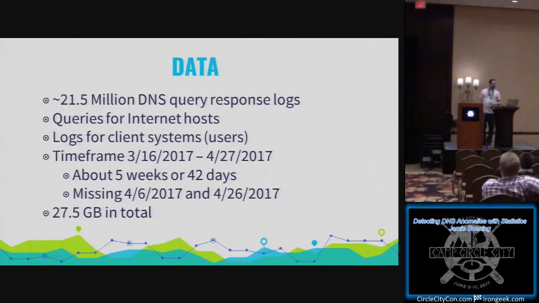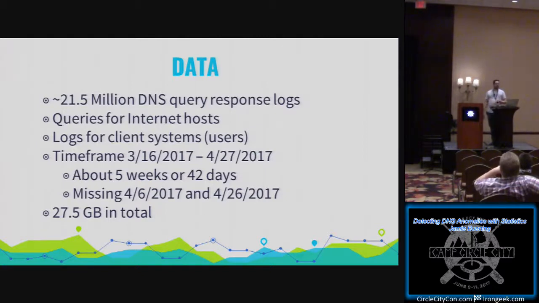The examples I have were done based on this data set. What I did was collect about 21.5 million DNS query response logs. These are all for internet hosts, so we have an internal network, and there's no local DNS querying. They're also for client systems, so these aren't network devices or servers. We focus on those users where they're more likely to bring in something malicious via phishing or browsing on not necessarily great websites. So we're going to try to find anomalies there that may end up being malicious activity.